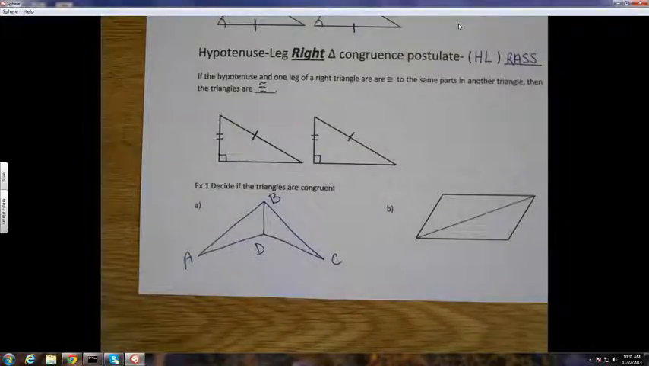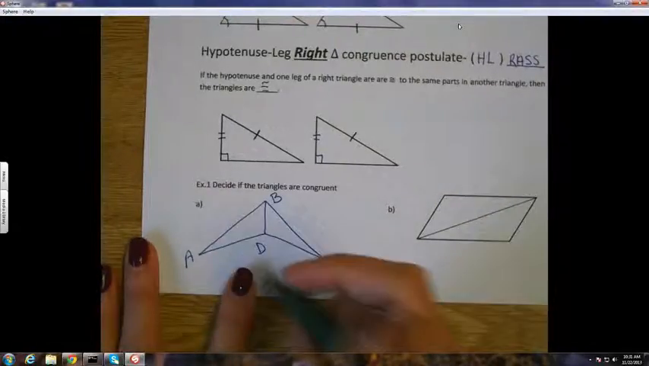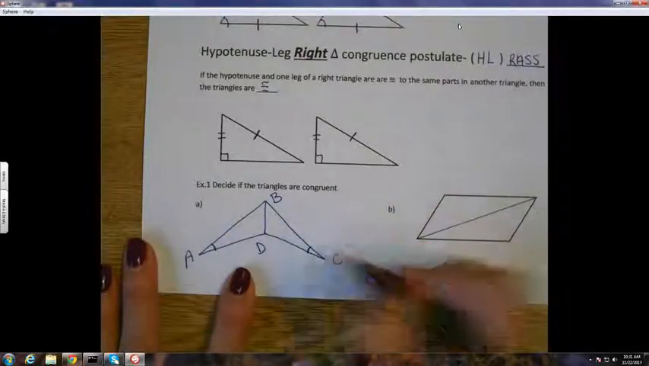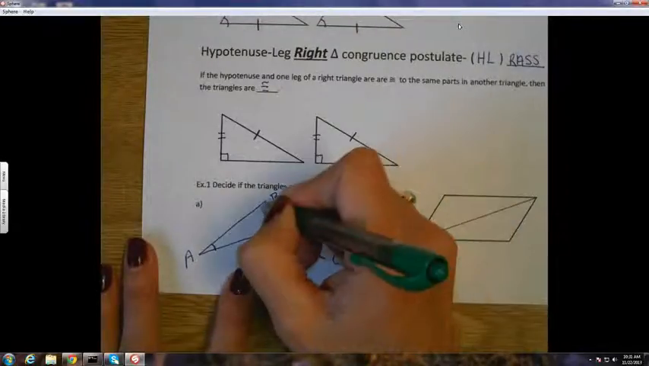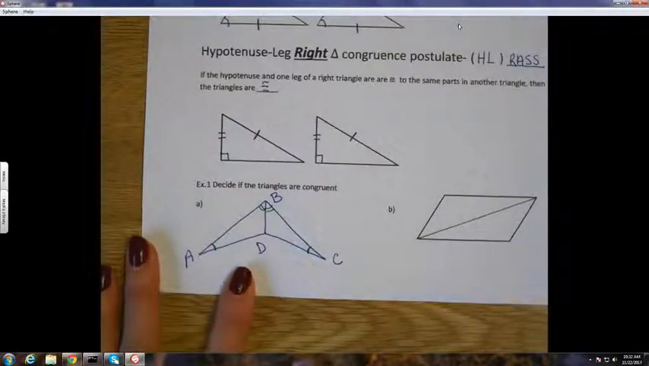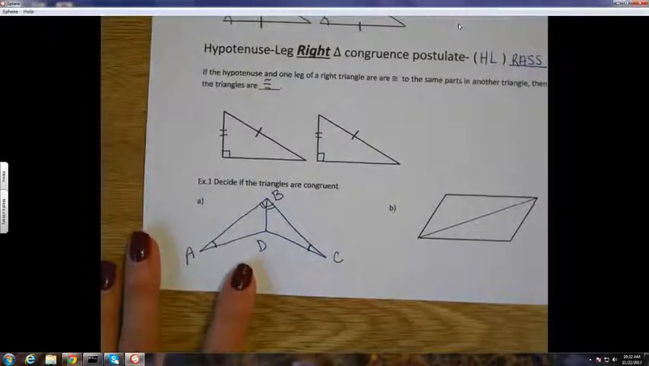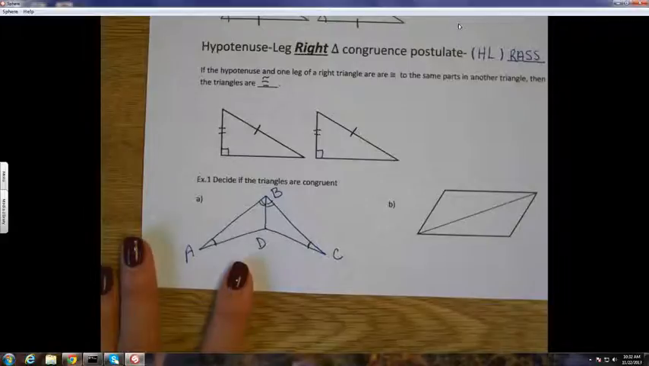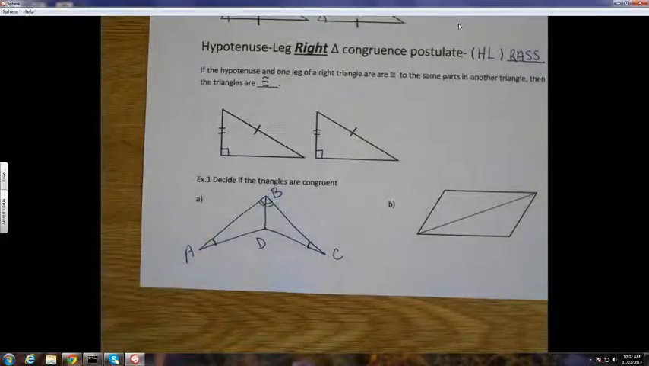I am going to give you this and this, this and this. You are going to decide if the triangles are congruent. On homework, you really just have to look in there and find the third part. For notes, I'm going to make us talk through them like we're doing a proof because it's just good practice.